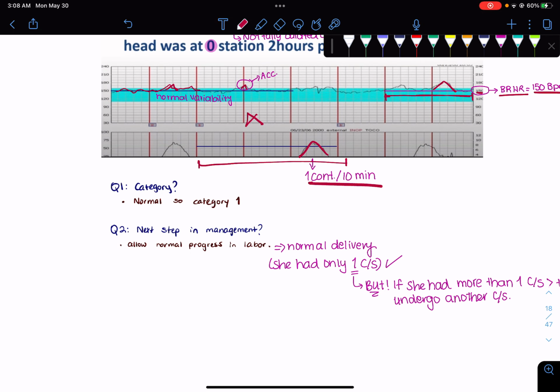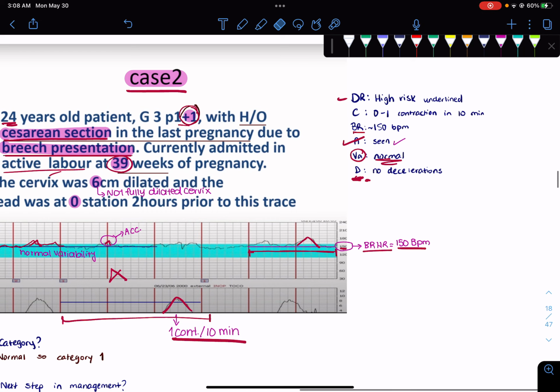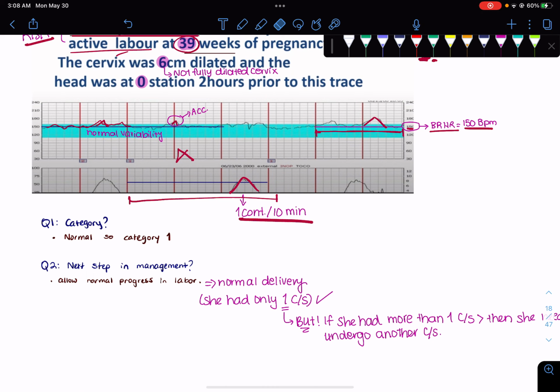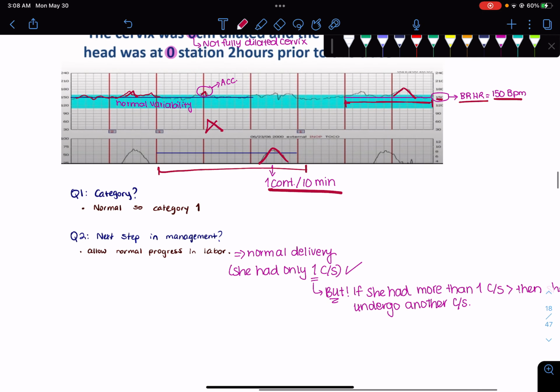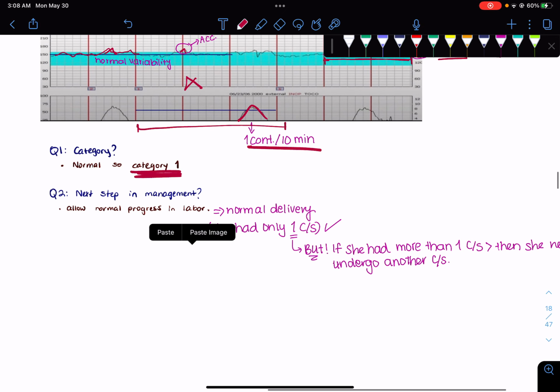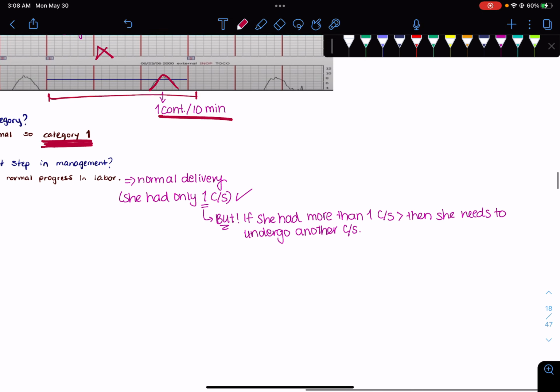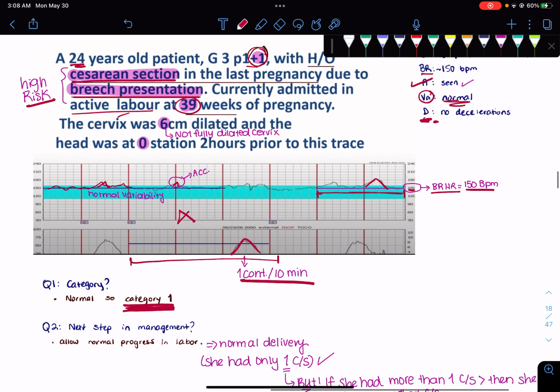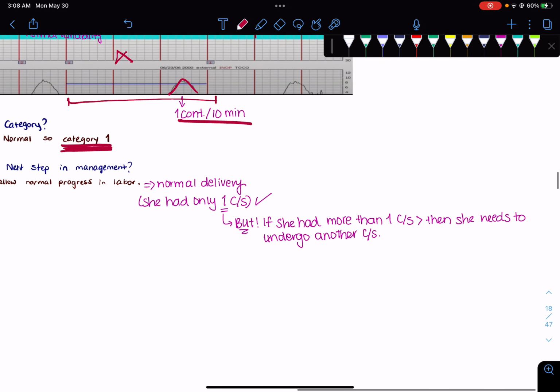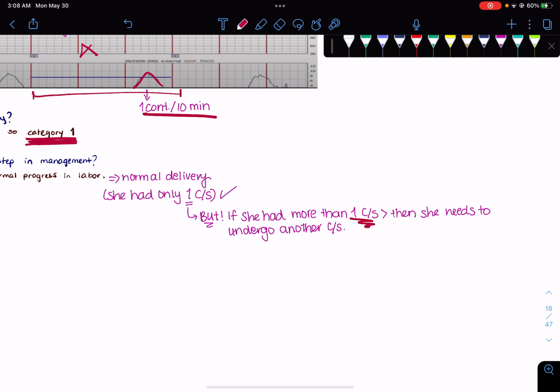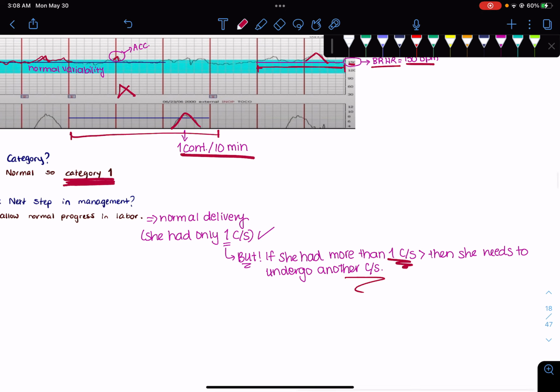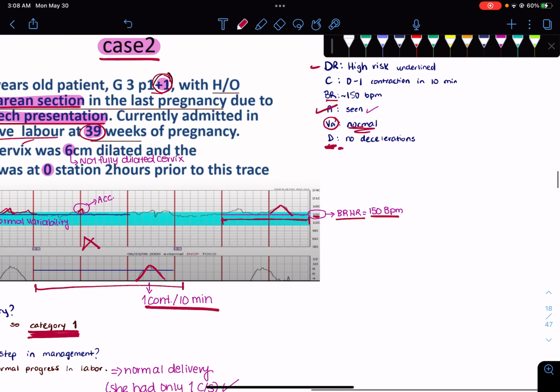Which category? She is in normal, because she doesn't have anything high risk or abnormal. Okay? So we put her in category 1. Okay, category 1, what's the next step in management? Allow for normal delivery. So we wait for her to progress in labor because we only said she had 1 C-section before, but if she had more than 1 C-section, then she needs to undergo another C-section. But 1 is allowed for a normal delivery in the second pregnancy. Okay?